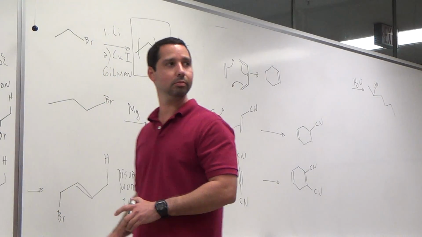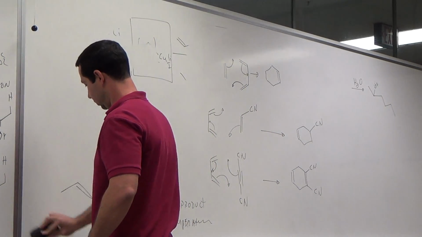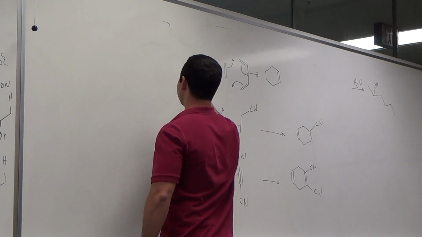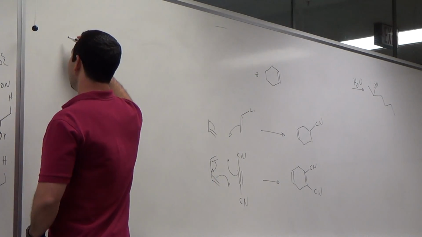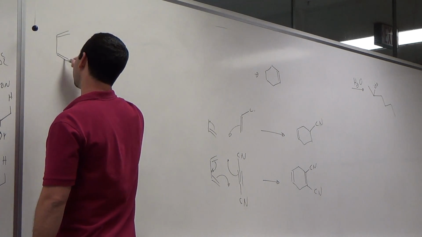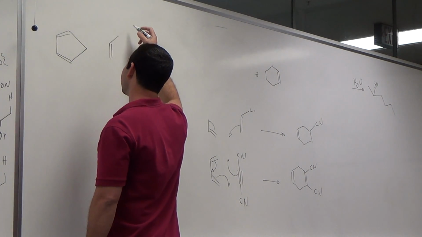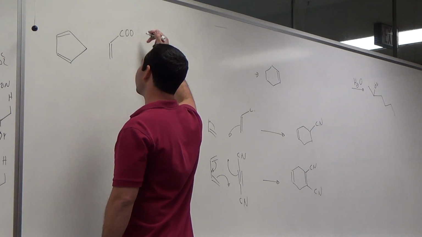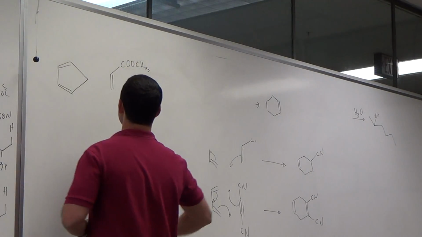Cyclohexadiene. It's still a diene. Okay guys, we're almost done. Right? But I understand what the problem is. Yeah, 1, 2, 3. Let's not draw this like this.